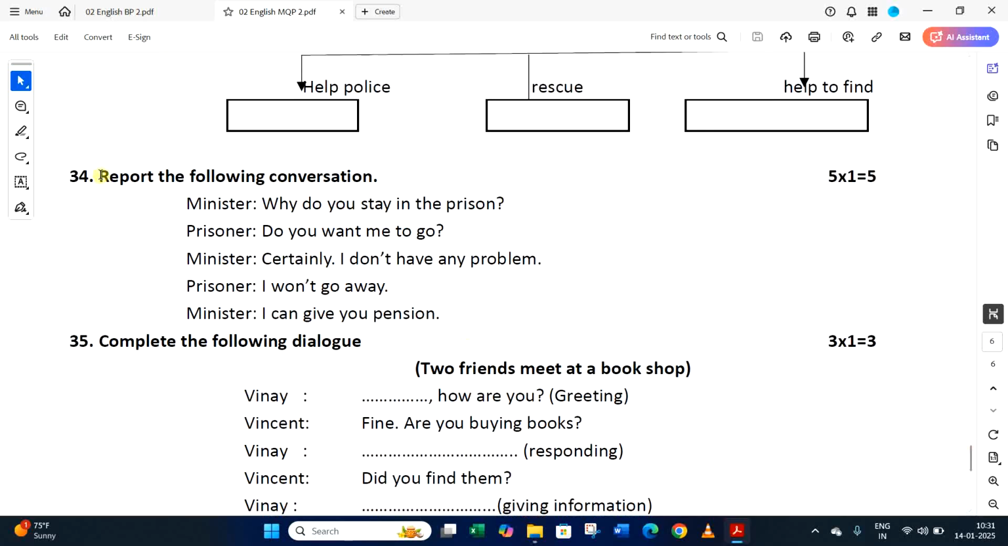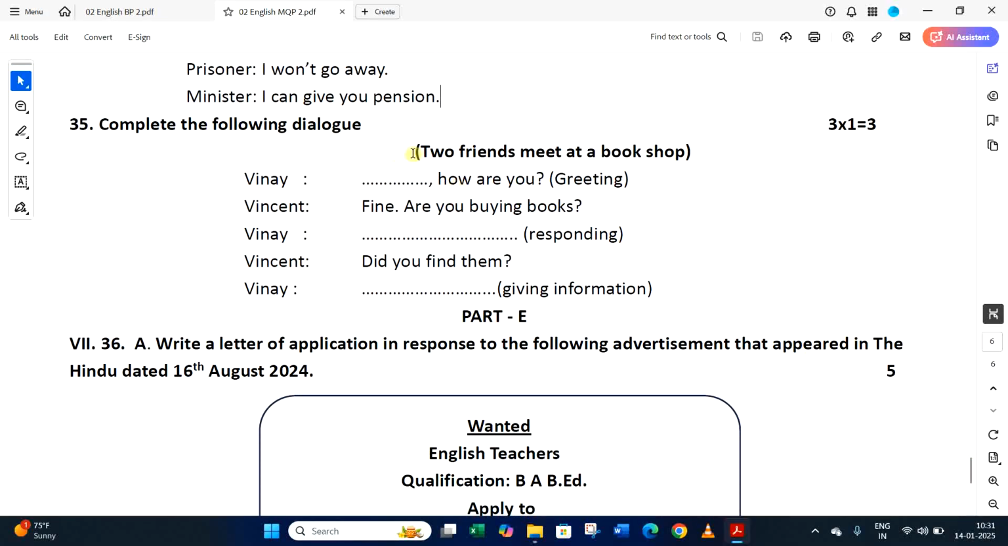Question number 34 is all about reported speech, what we can call in another word, reporting a conversation. So you have to report the following conversation by following all the rules and regulations of reported speech, and you have to write. This is for 5 marks, my dear students. Next question, complete the following dialogue. It is all about dialogue completion. You can find here two friends meet at a bookshop, Vinay and Vincent, and they're talking about their experiences. So you have to fill those blank spaces to get 3 marks. So dialogue completion is all about 3 marks.